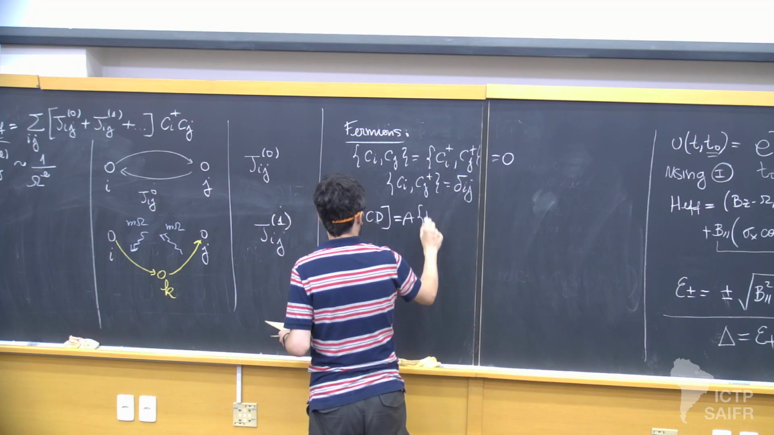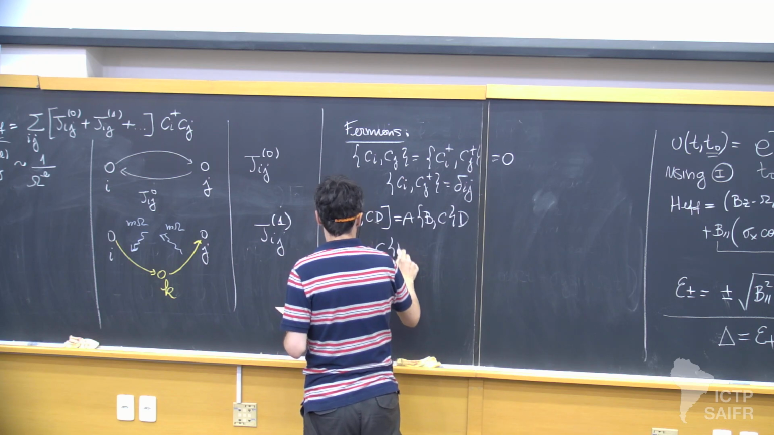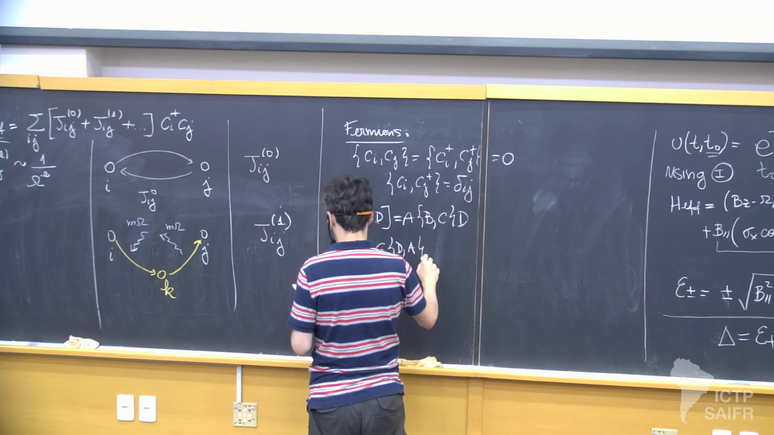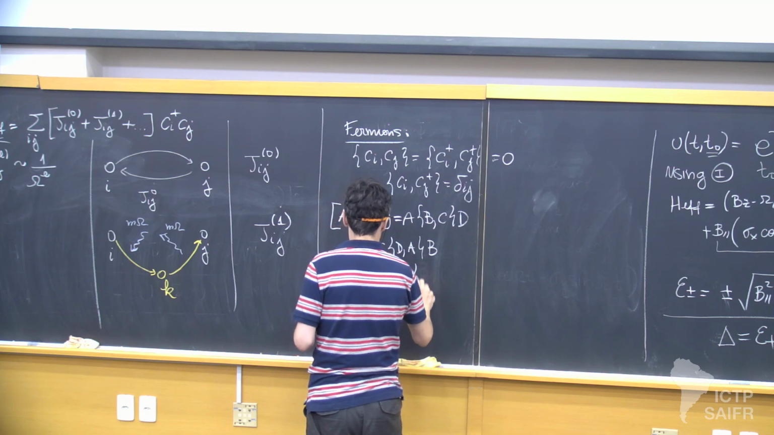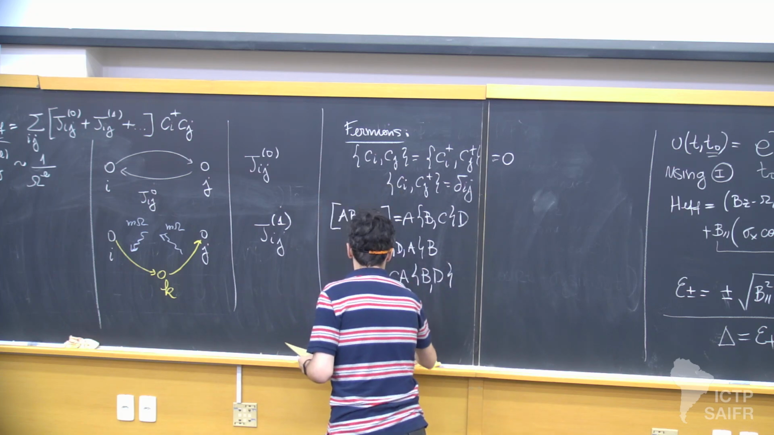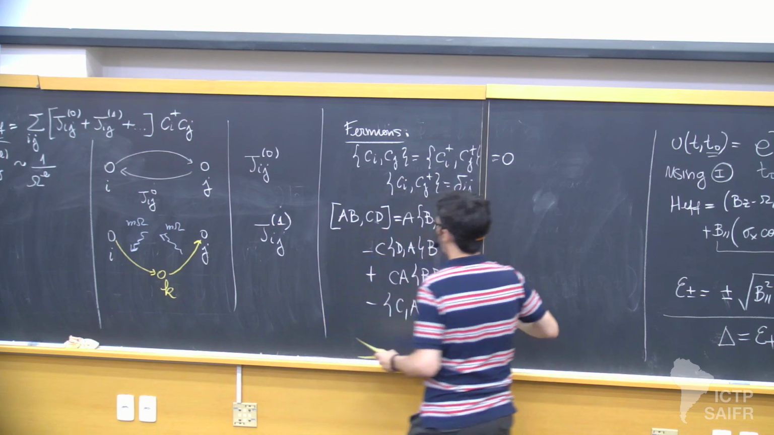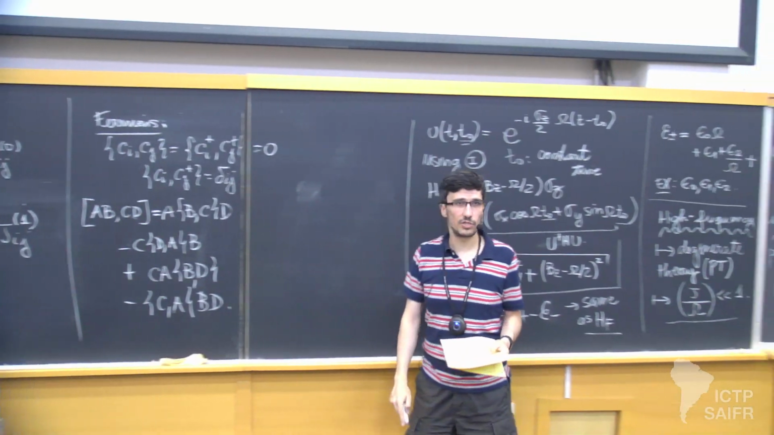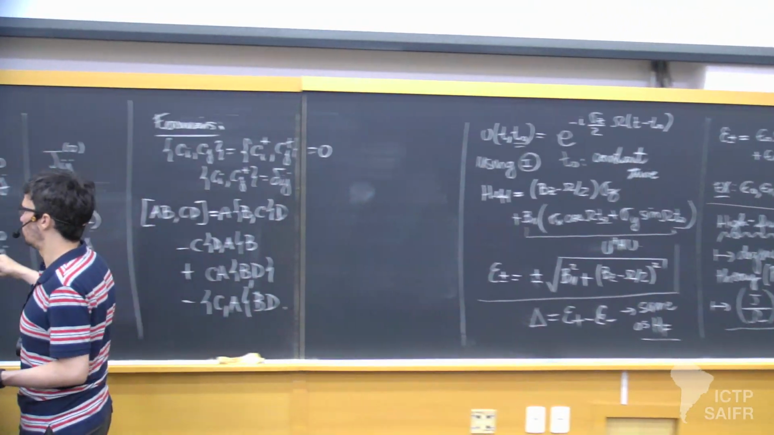A, B, C, D, minus C, D, A. B plus C, A, B, D, minus C, A, B, D. Okay. With these two equations, you can completely solve this problem and find this effective Hamiltonian here.